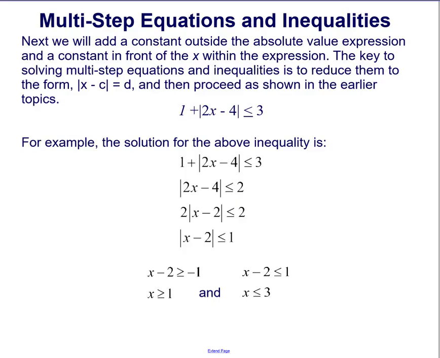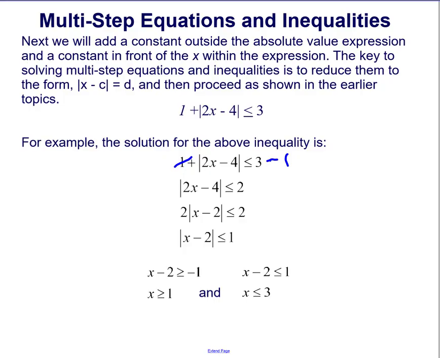So here you'll notice we added a 1, a constant outside the absolute values, and we also added a constant in front of the x within the absolute value. Let's continue on. For example, the solution for the above inequality is we take away 1 from both sides, and that's going to leave me with the absolute value of 2x minus 4 is less than or equal to 2.